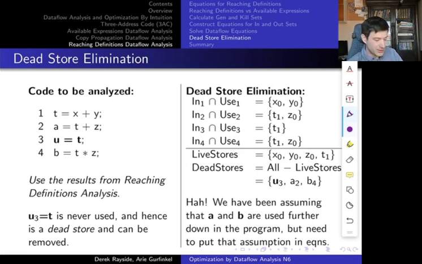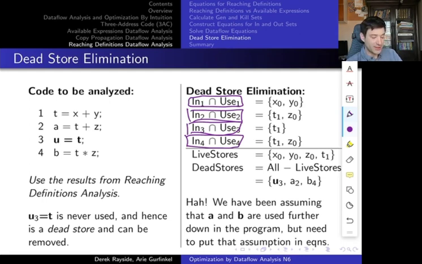Again, to do this, we compute an intersection of in and use of this analysis. And so we'll see that, for example, for the first statement, the intersection of in and use is x0 and y0. And what that means is that x0 and y0 are definitions which are available for line 1. So whenever line 1 runs, at least in one execution, the value of x comes from x at line 0. The value of y comes from y at line 0. And x and y are actually used. That means we really need the value of x and y at line 0 because they are used in some execution, so we can't remove them.